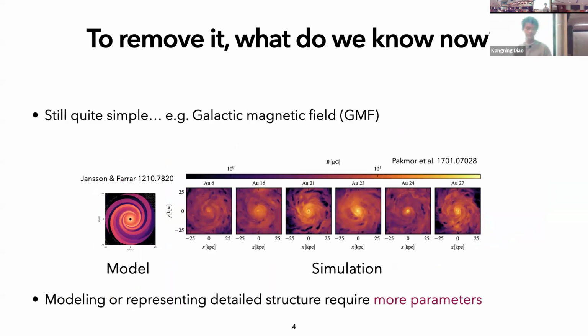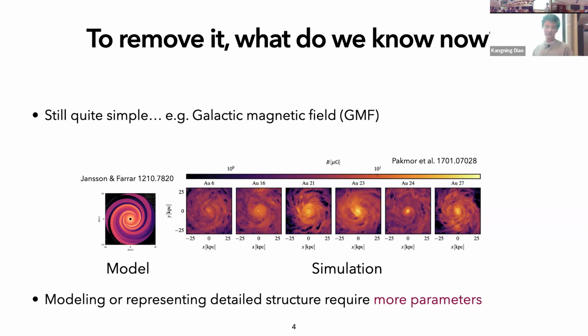But before we really remove it, what do we know now? Our current knowledge about the synchrotron is still quite simple. In the left plot, I show a model inferred from the WMAP synchrotron emission of the galactic magnetic field, which is one of the sources of the synchrotron. On the right, I show several simulated magnetic fields in a zoom-in simulation of our galaxy, and you can see the huge difference between our inferred model and the simulation, which is somehow more similar to the real magnetic field of our Milky Way.